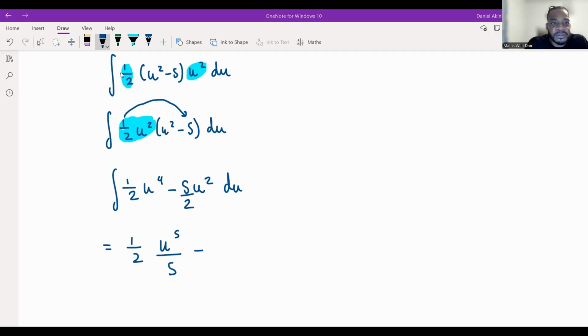So I'll just do it again. So this one here is a half u squared times by u squared. That's going to be a half u to the 4, that one there. And then when I do a half u squared, I'll do it here. A half u squared times by minus 5, right? A half times minus 5 is going to be minus 5 over 2. And then I'm going to get u squared. Does that make sense now?